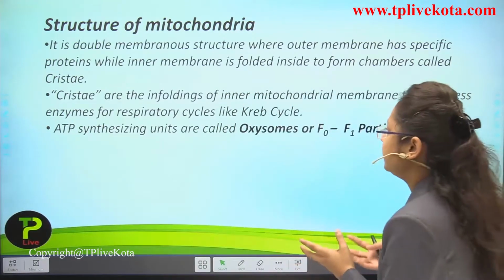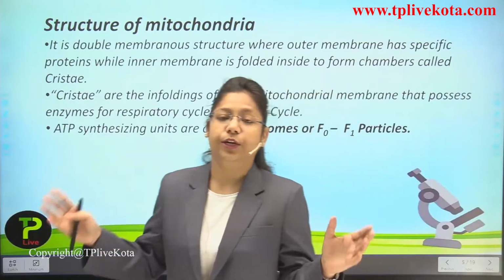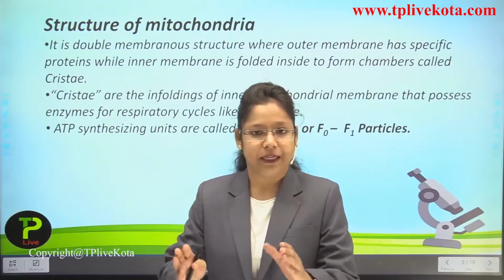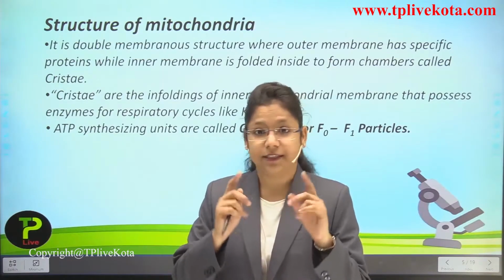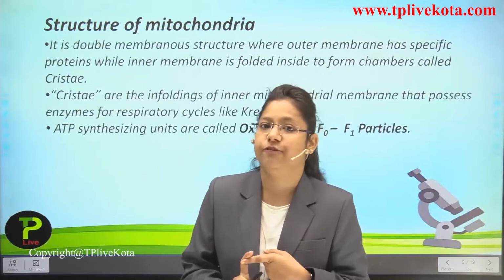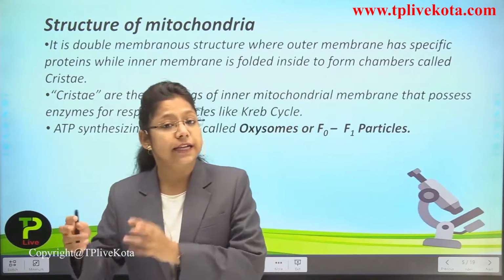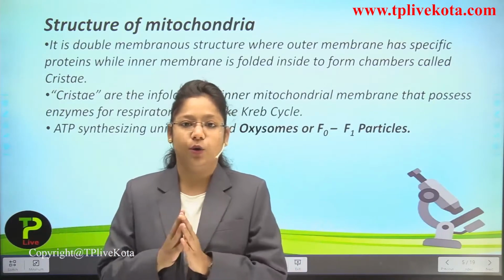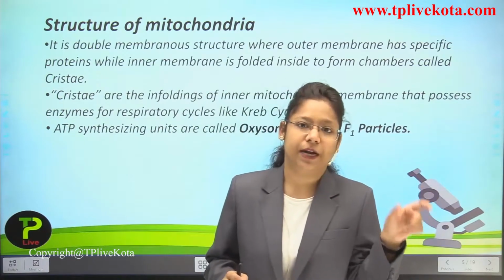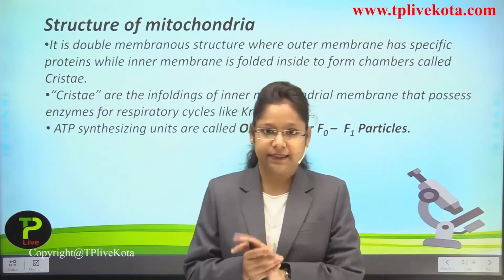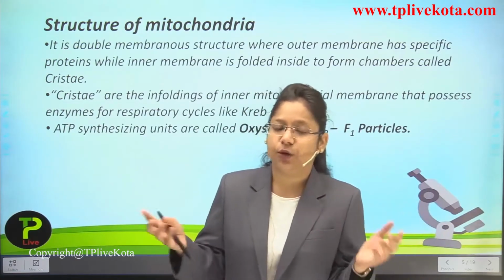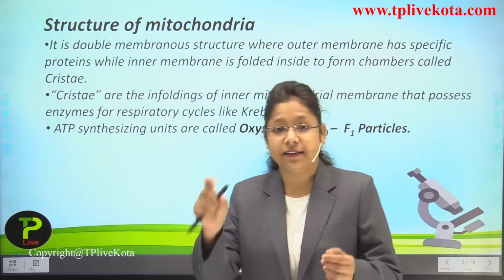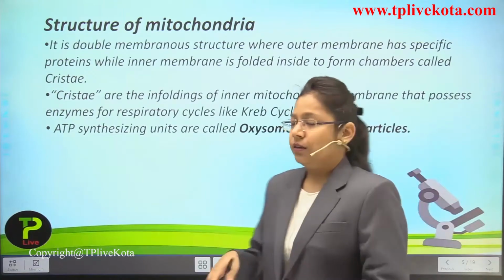The next point is that the main thing synthesized inside the mitochondria is ATP, and ATP stands for adenosine triphosphate. Remember this. It is synthesized in the oxysomes. An oxysome is a part of mitochondria where ATP is synthesized, and it is also known as the F0, F1 particle. We are going to dissect the mitochondria in a broad view.